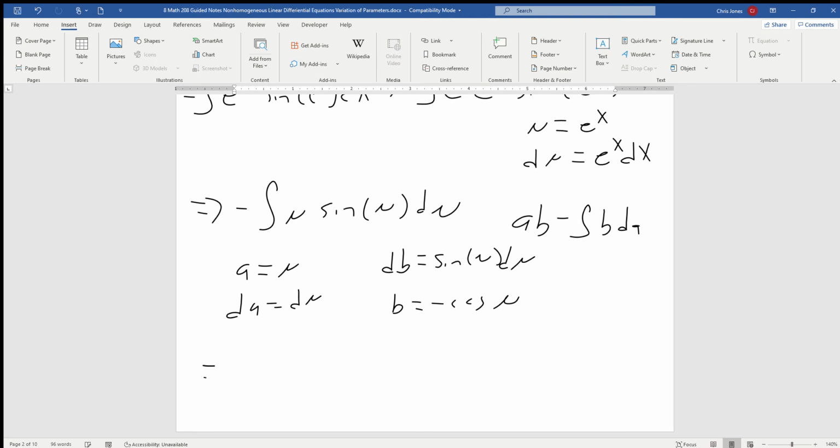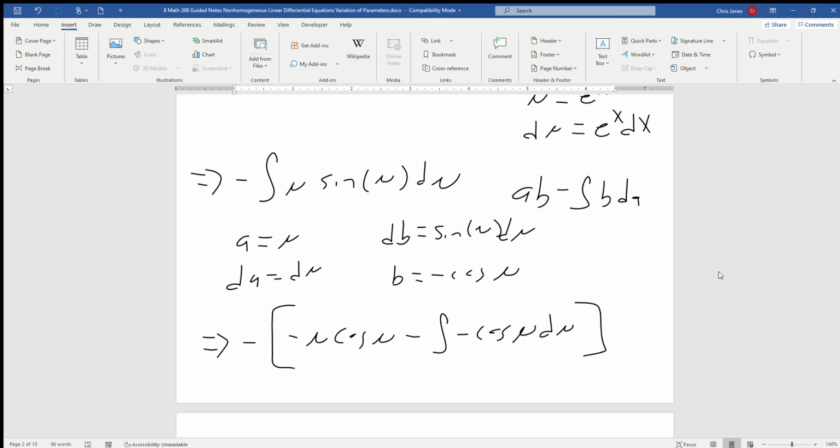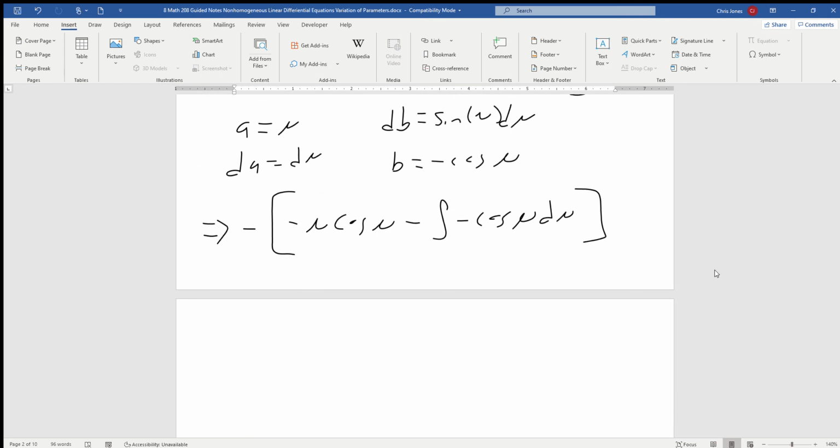All right. So now the integral can be written as ab, which is going to be negative u cos u, minus integral of b dA. So minus negative cos u du. Now there is a plus c in all of this. We'll worry about that at the very end. All right. When we integrate all of this, then we are going to end up with negative u cos u from the first part. We have negative, negative, negative, so we get minus sine u.